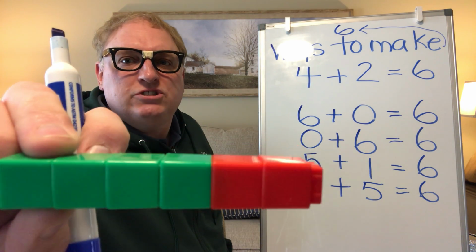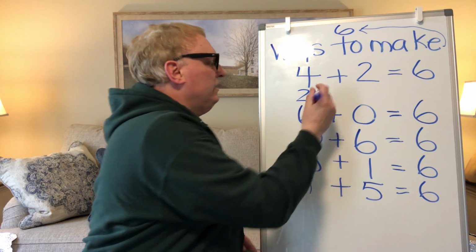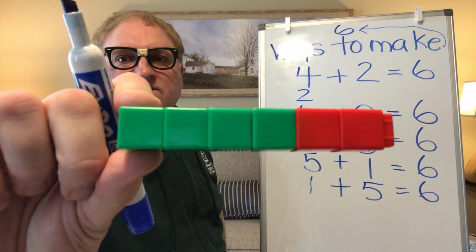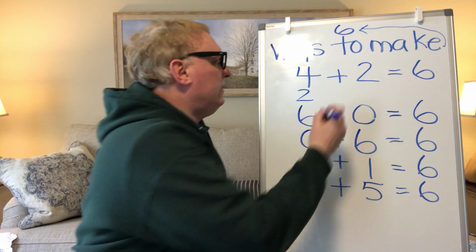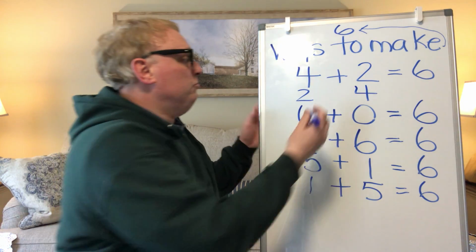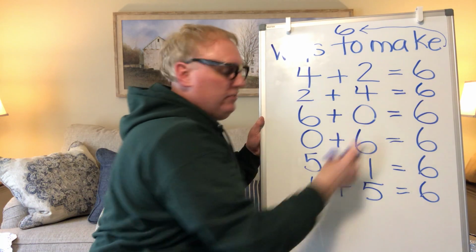How many red do you see in this picture, boys and girls? 2. How many green do you see here? 4. Again, make an addition number sentence. 2 plus 4 equals 6.